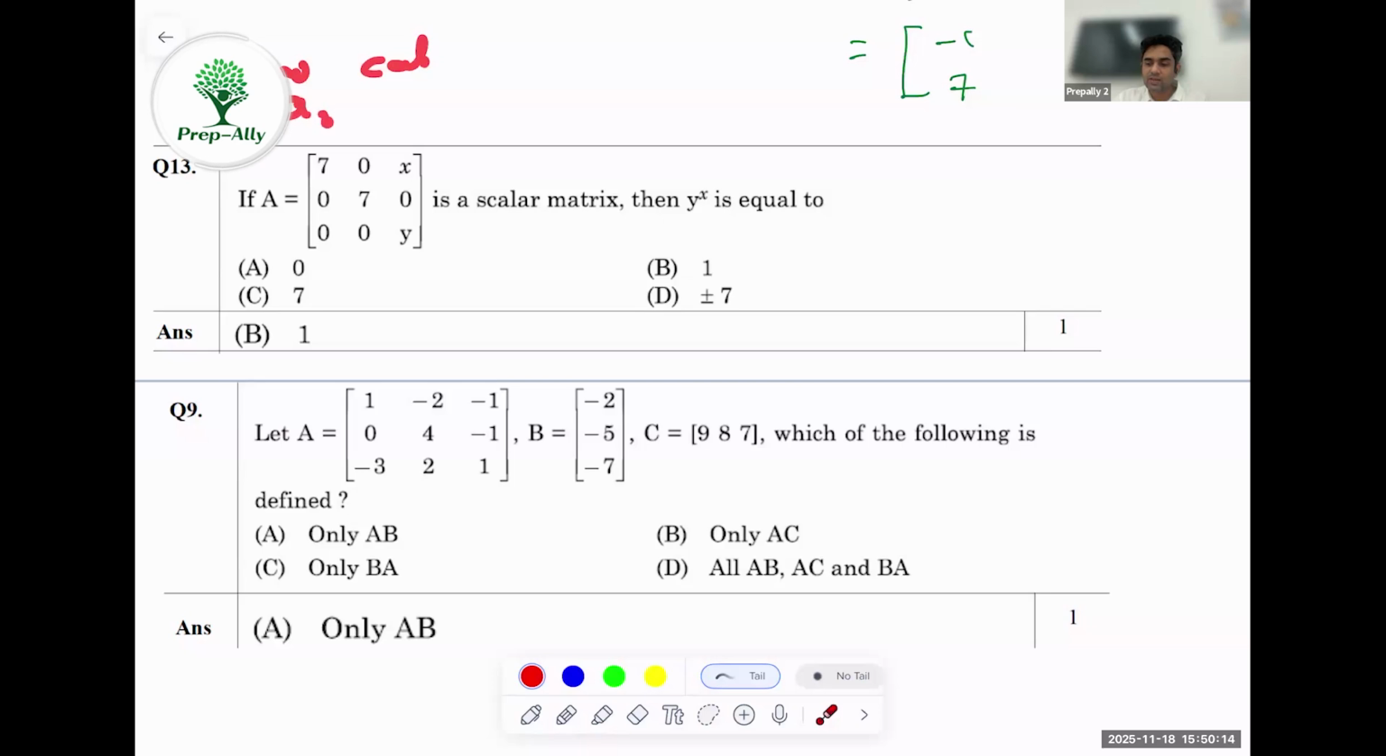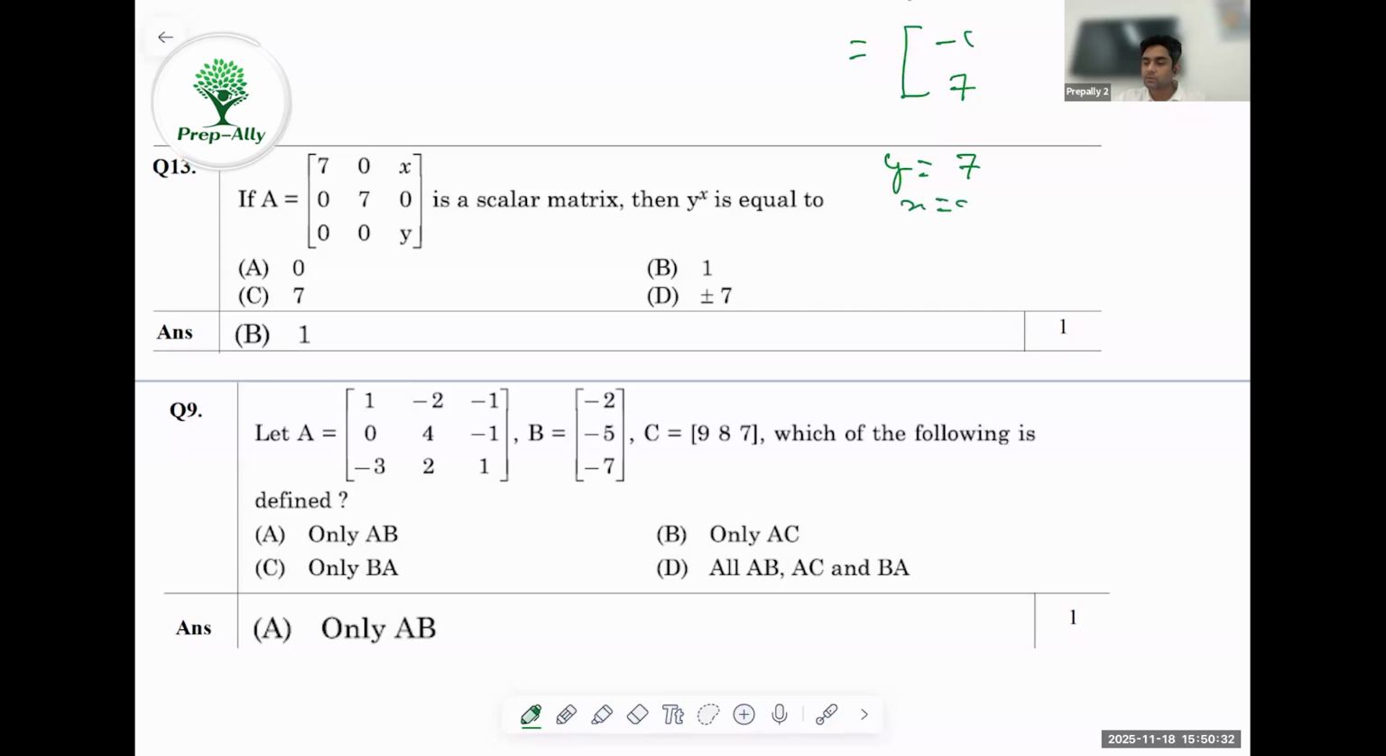So I should have elements of A_ii. This is first row, first column. This is second row, second column. This is third row, third column. Whereas this is first row, third column. So that is why the diagonal is only this. So the diagonal elements should be the same. So by default over here, y should be 7 and the non-diagonal element should be 0.